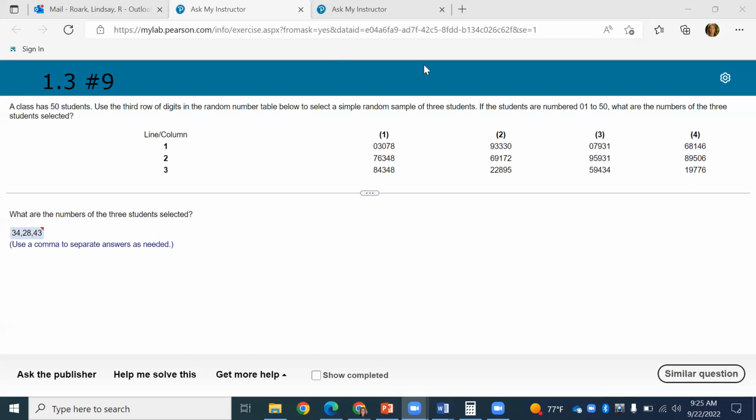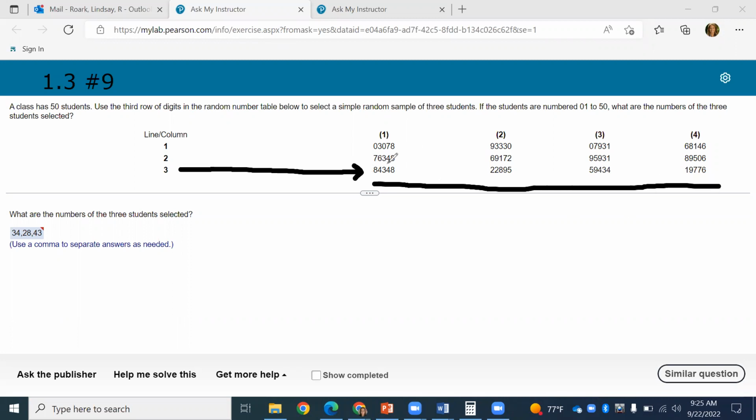So first part of the problem sometimes is just being able to figure out what they want you to even look at. They have these random number tables in the world that you can always just pick any line, any column to look at. So they're telling us specifically to look at the third row. So that would be moving down 1, 2, 3 rows. These numbers are the ones that they want us to look at. So 8, 4, 3, 4, 8 space. 2, 2, 8, 9, 5 space, 5, 9, 4, 3, 4 space, and 1, 9, 7, 7, 6.